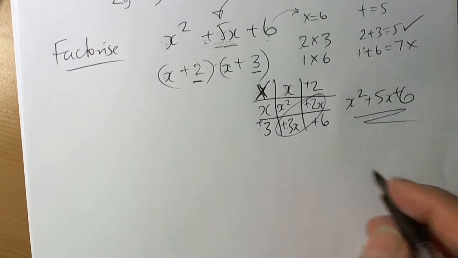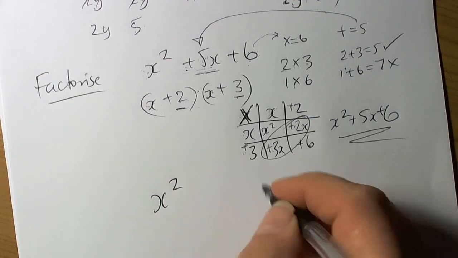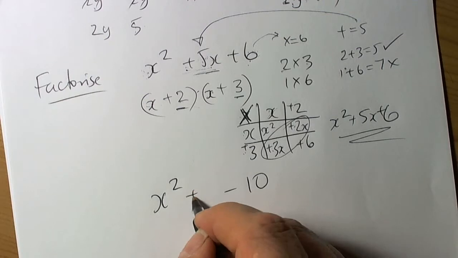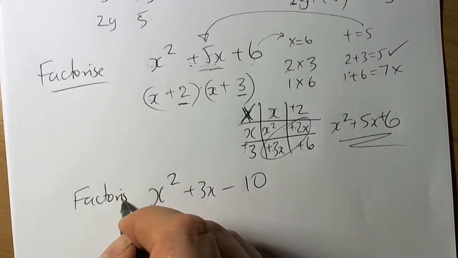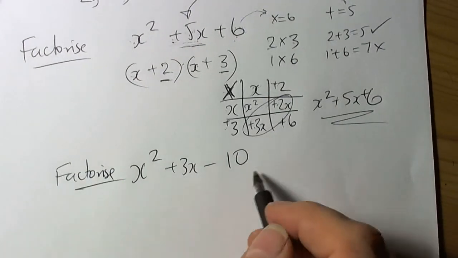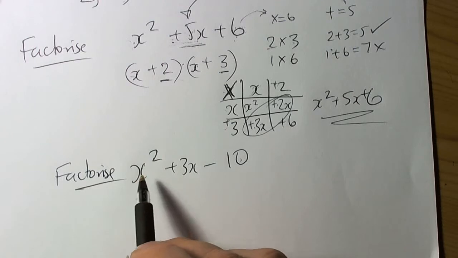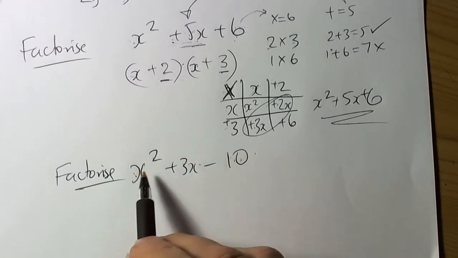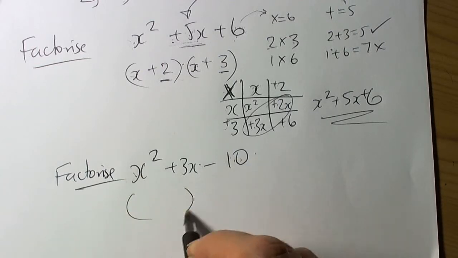One more example before you practice. Well, let's have a look if we've got some negatives involved. So what if we had something like x squared, take away 10, and plus 3x. And the question was factorize this. So we know it's going to be two brackets. It's a quadratic with no common factor to all terms. Nothing goes into 10, 3x and x squared wholly as a factor. So therefore it's going to be two brackets.